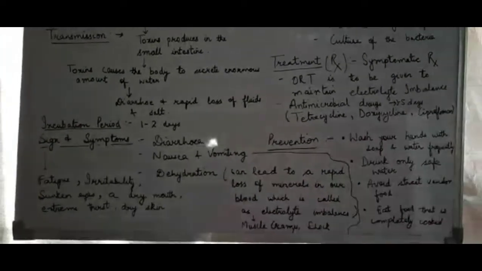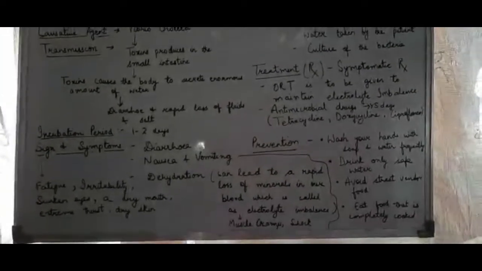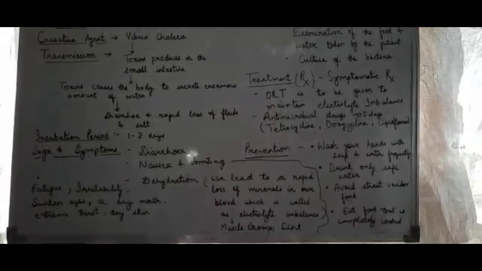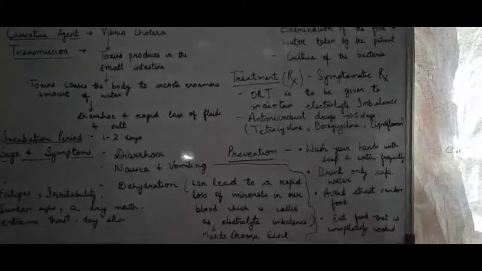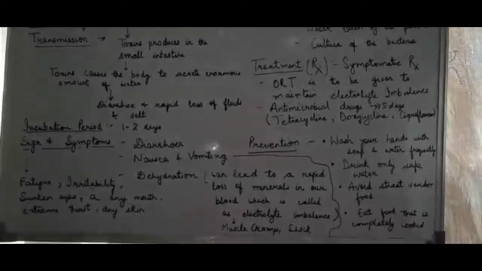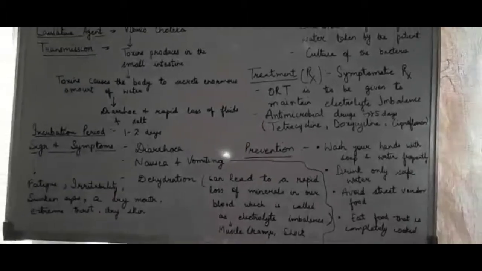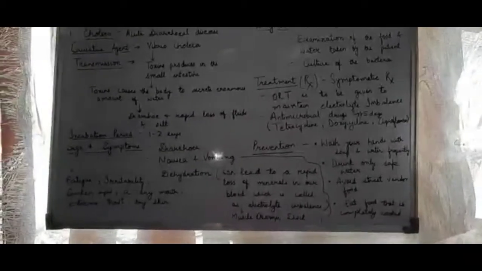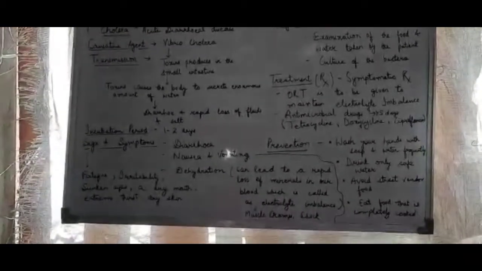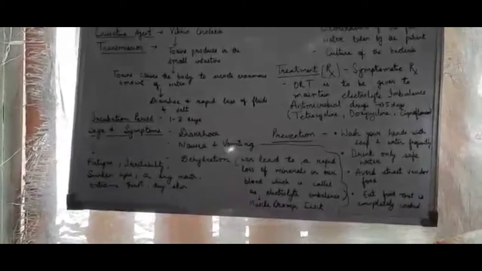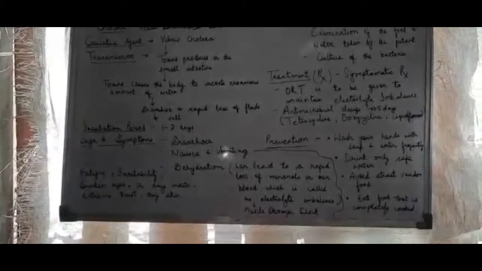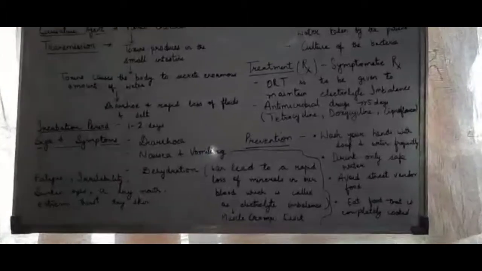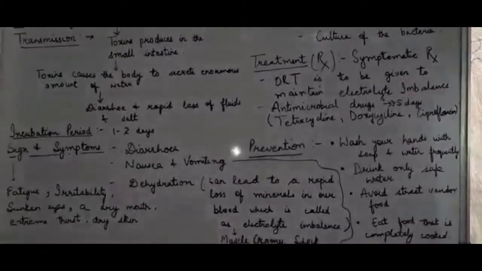Dehydration ultimately leads to electrolyte imbalance, and this electrolyte imbalance can be very fatal to the patient. It can lead to the death of the patient also if neglected. Here are the various signs and symptoms which appear in cholera: diarrhea, nausea, vomiting, dehydration. These are the symptoms, and the signs you look for: fatigue, irritability, sunken eyes, dry mouth, extreme thirst, dry skin. This is all due to the loss of fluid.